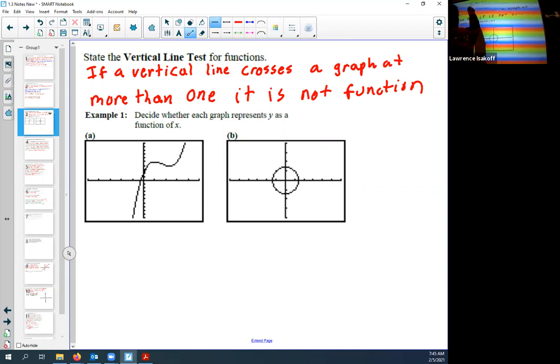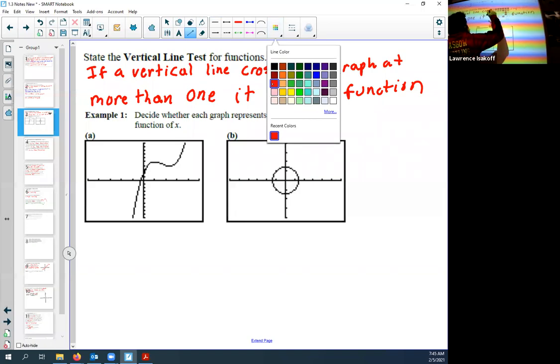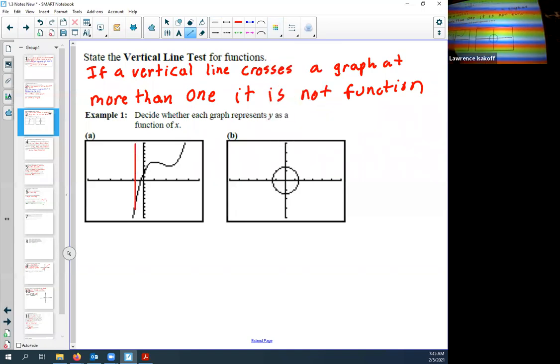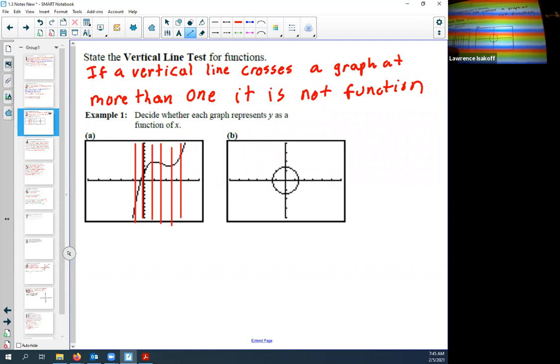So let me actually use the line tool on this, so I can draw some vertical lines in here. Are any of these lines crossing this more than once? No. So we passed the vertical line test here. So it is a function.